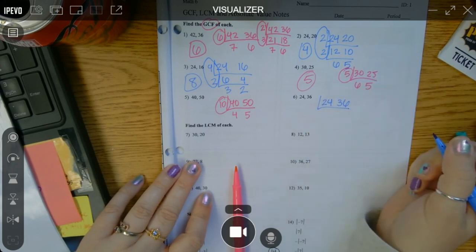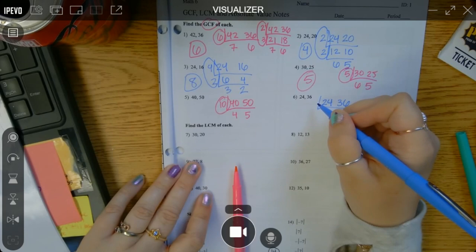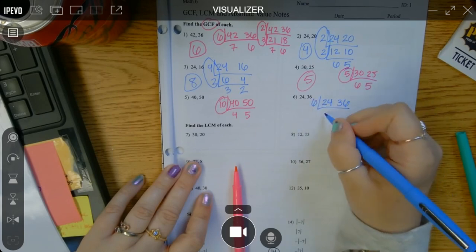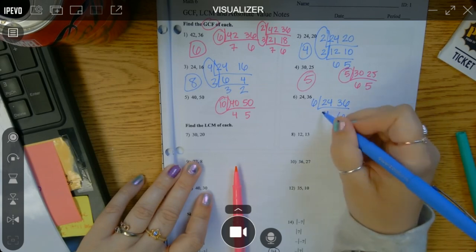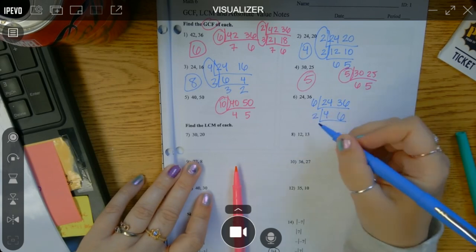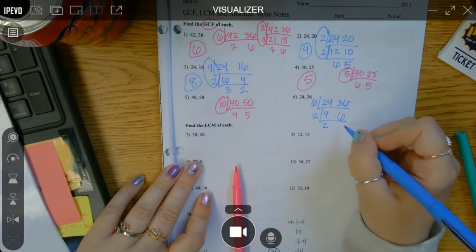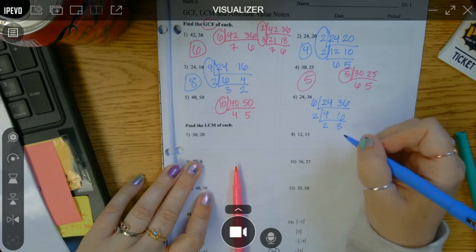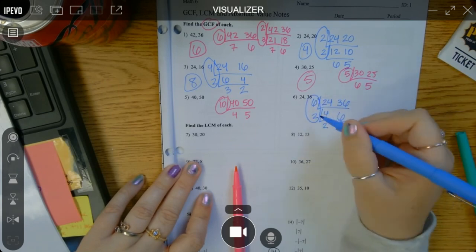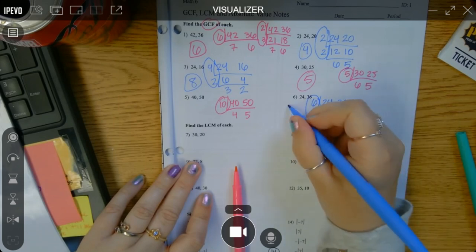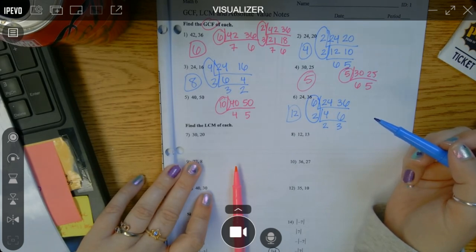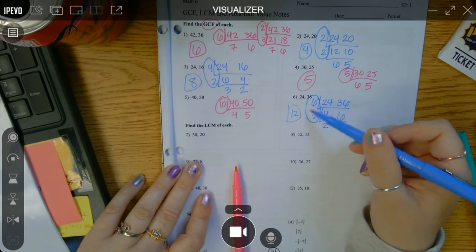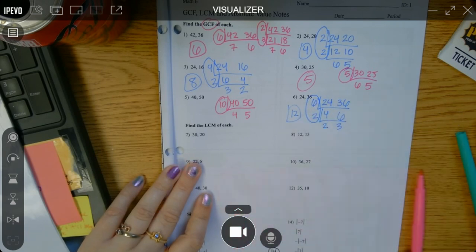What's the biggest number that can go in here? Well, what do you see? I see a 6. 6 times what is 24? 4. 6 times what is 36? 6. Are you done? Nope. You can keep going with a 2. 2 times what is 4? 2. And 2 times what is 6? 3. Can you keep going? Nope. So that's your GCF. 6 times 2 is 12. Now, some of you guys started with 12 or with 3 or with 4. It doesn't matter as long as you keep going until you can't go anymore. When you multiply the numbers along the side, you should have also gotten 12.